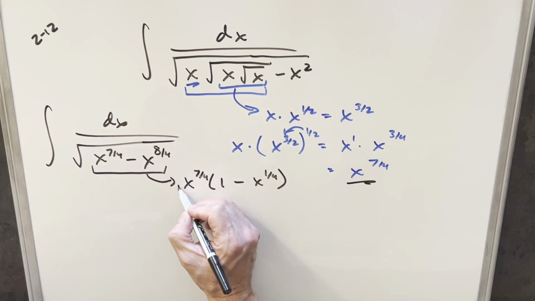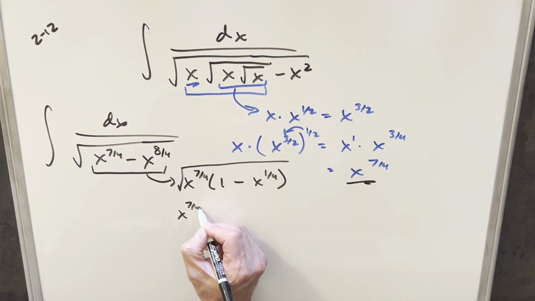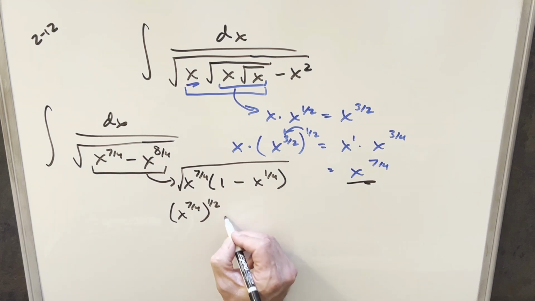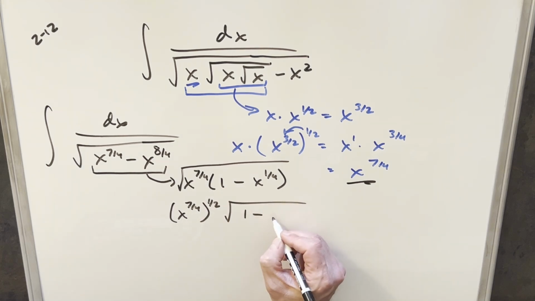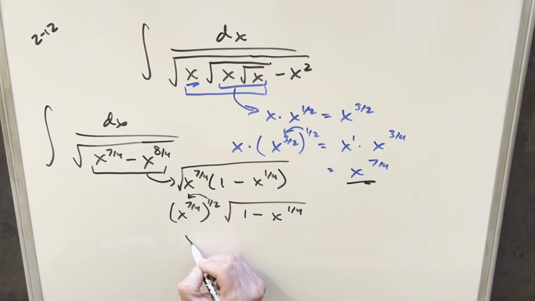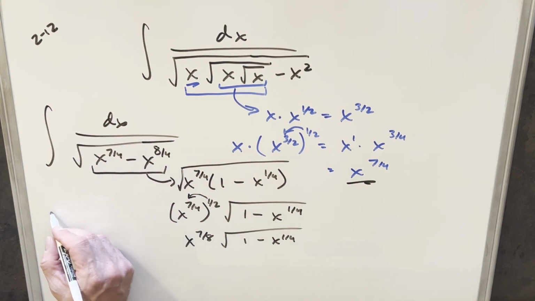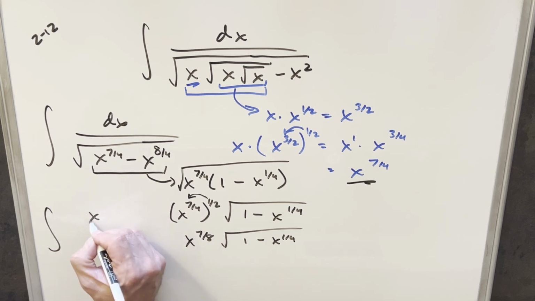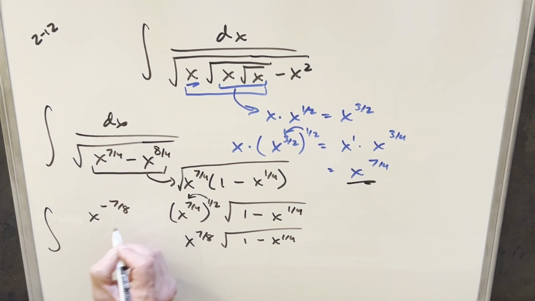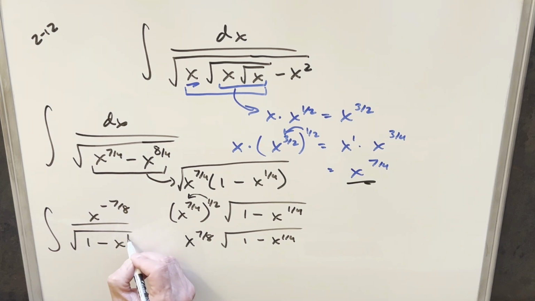Now this whole thing is under a square root. When I split this up, I can write this as x to the 7/4 to the 1/2, and then I can have a square root on this other piece, 1 minus x to the 1/4. Multiplying exponents, this becomes x to the 7/8 here, and the other piece is the same. Putting this back into the integral, I'll bring this into the numerator and write it as x to the minus 7/8, and then we just have the square root of 1 minus x to the 1/4.